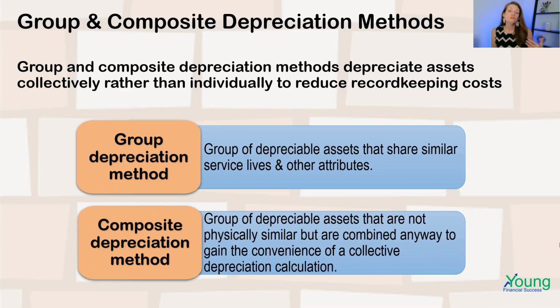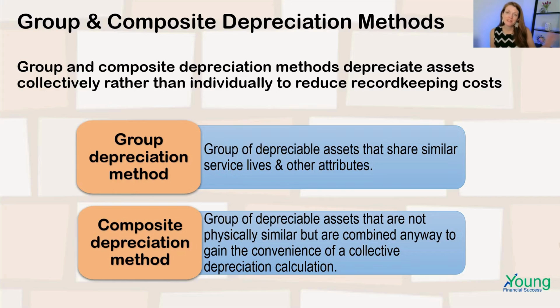Or we can use the composite depreciation method. This is where the group of depreciable assets do not have physical similarities, but they can be combined anyway to gain that convenience of a collective depreciation calculation.